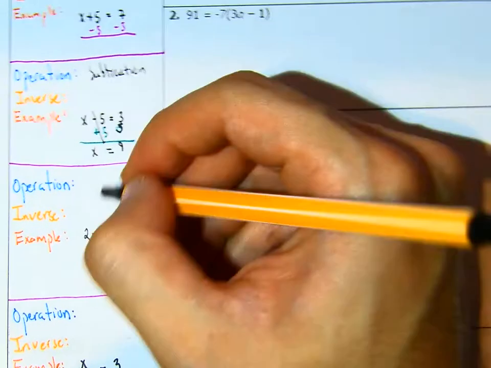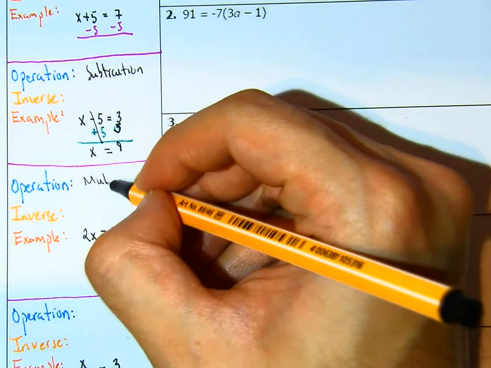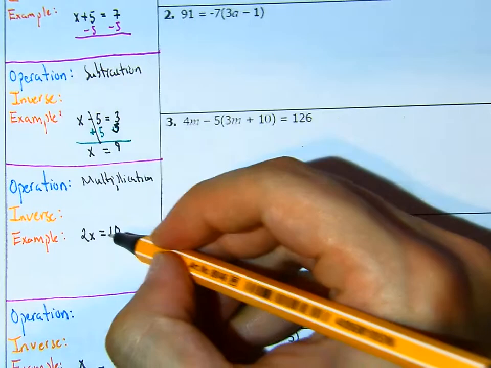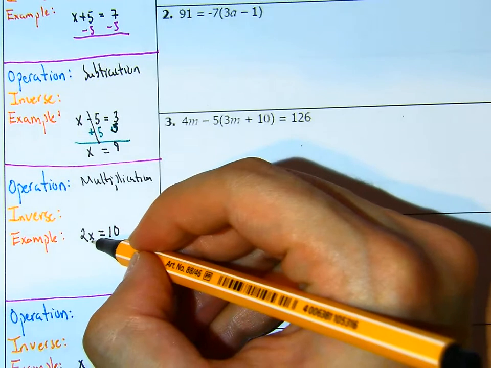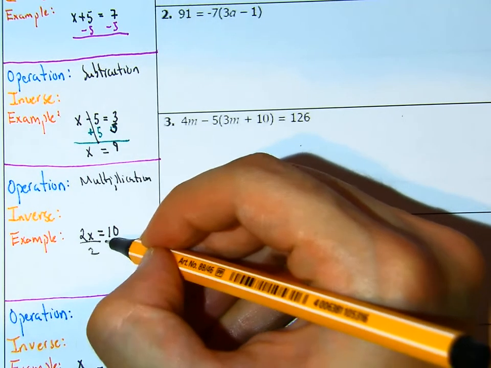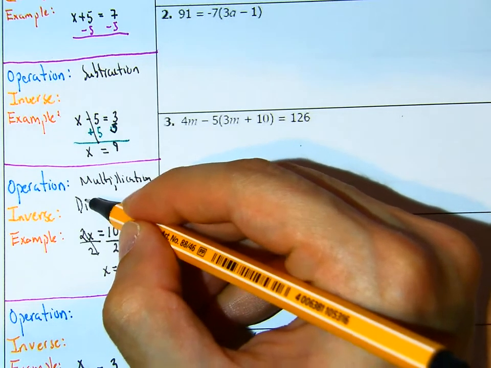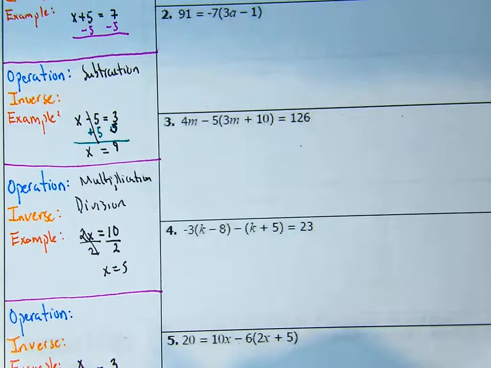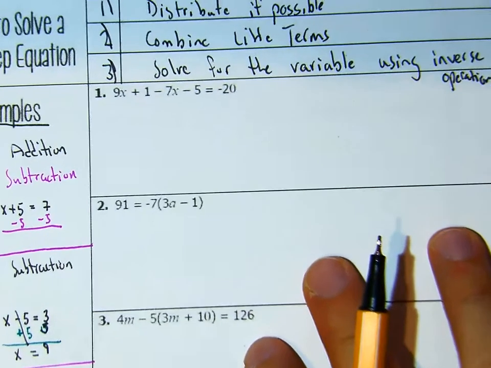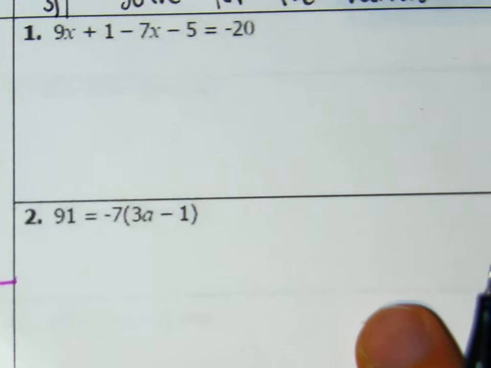Let's say here, what's happening between the 2 and the x? This would be multiplication. And what's the inverse of multiplication? The 2 is multiplying the x, so I would just divide both sides by 2, and x equals 5. So this is division. Now let's go through a problem and see what you got. If you want, pause the video and try this on your own. Let's see what you got.